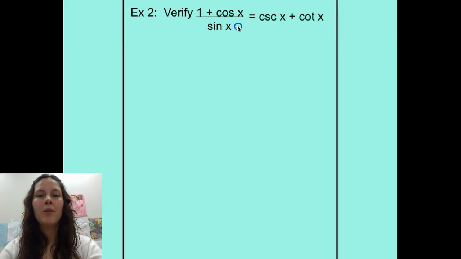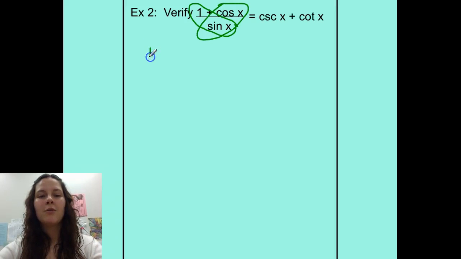Our second example, we have a fraction on the left-hand side that is more complex than the addition we have on the right-hand side, so I'm going to work on the left-hand side. This is one of those examples of splitting up a fraction. You may remember from Algebra 1 something called the butterfly method, depending on how your teacher explained that to you. So I'm going to split this up as 1 over the sine of x plus cosine of x over sine of x.